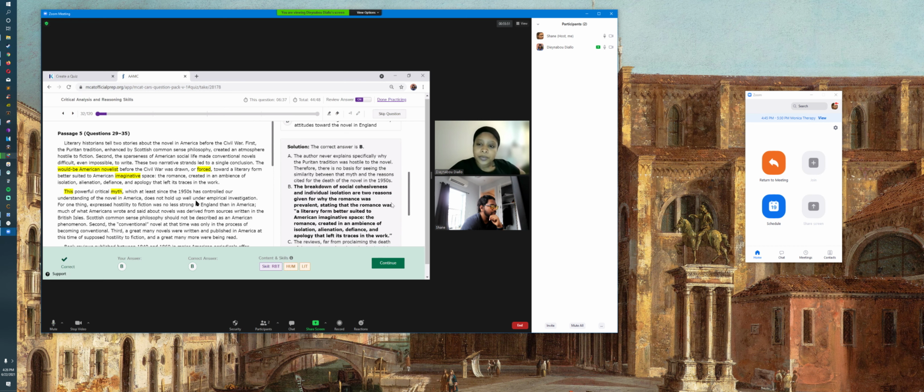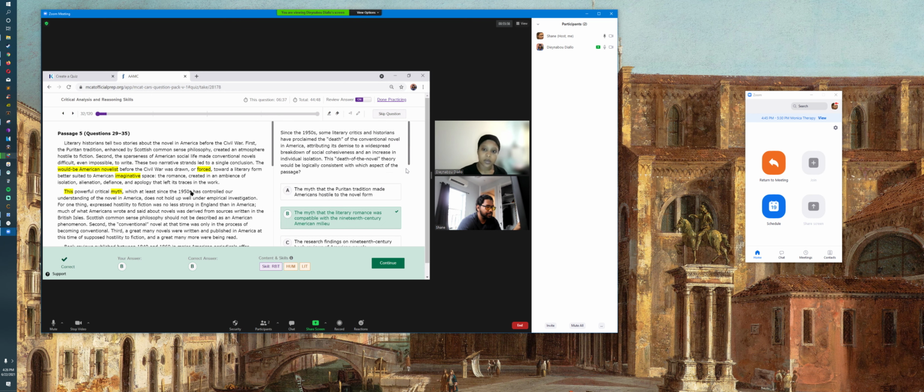Now, the tough part about this is the milieu part. So basically, the question is how are you going to look at that and see that it's the same thing as them saying, sparseness of American social life, isolation, alienation, defiance? If you don't know the word milieu, which is basically like a mix of things, like a society essentially, how are you going to figure that out?